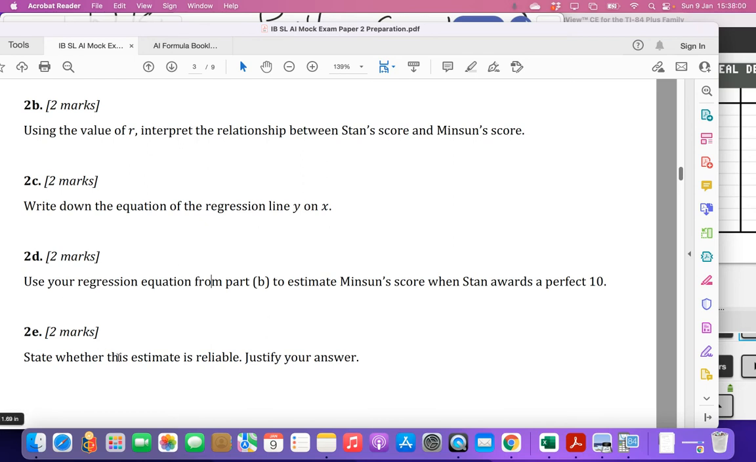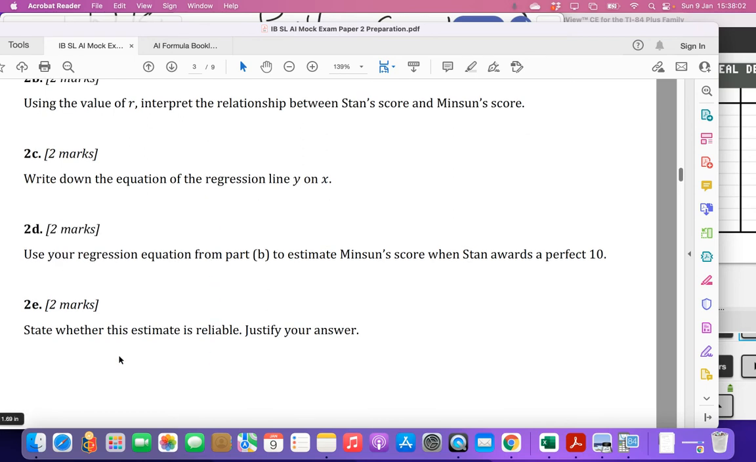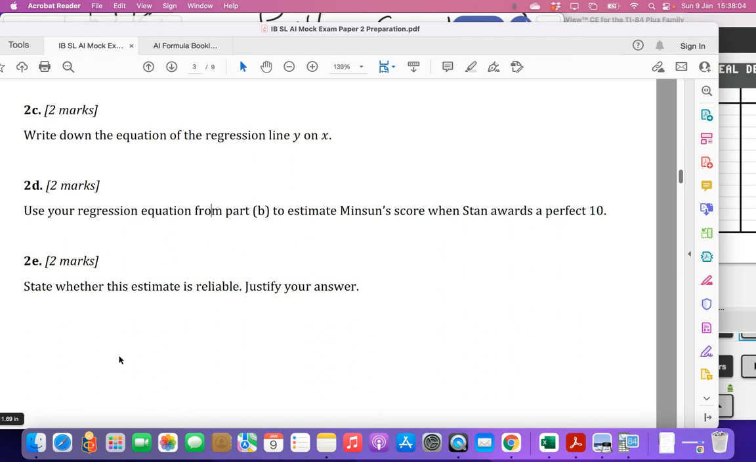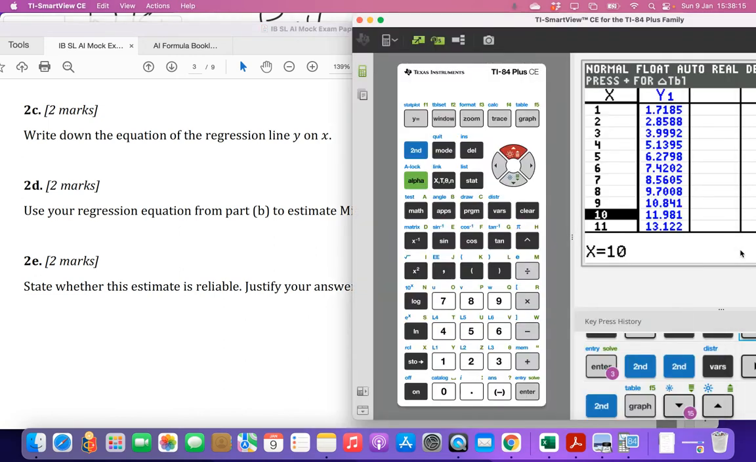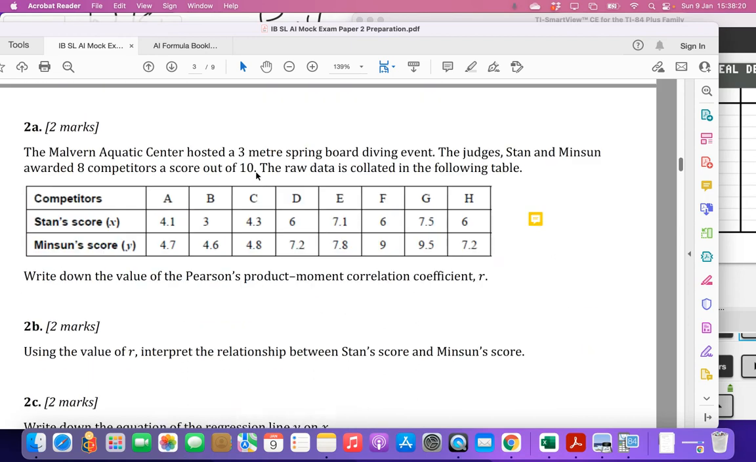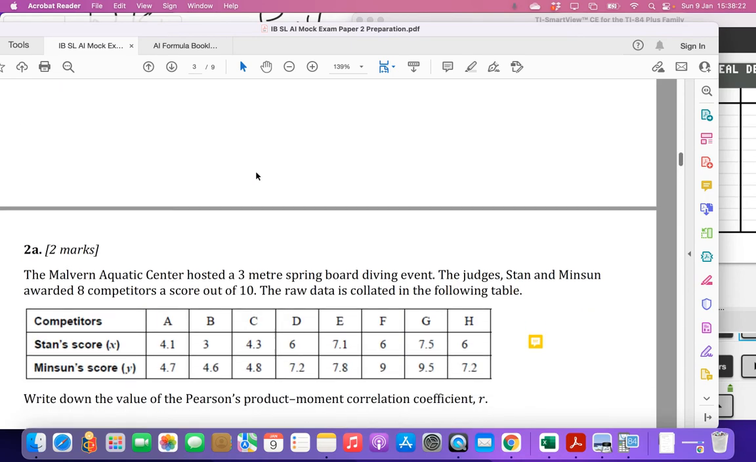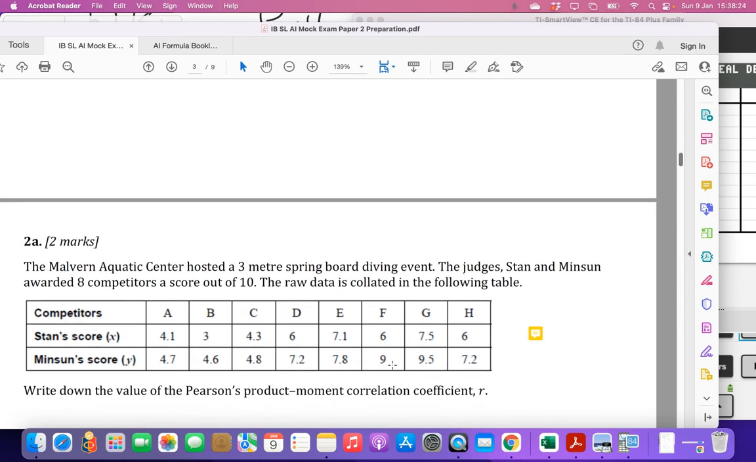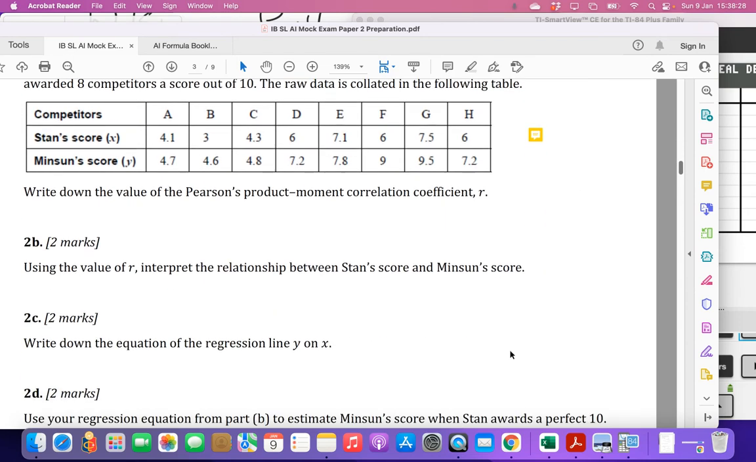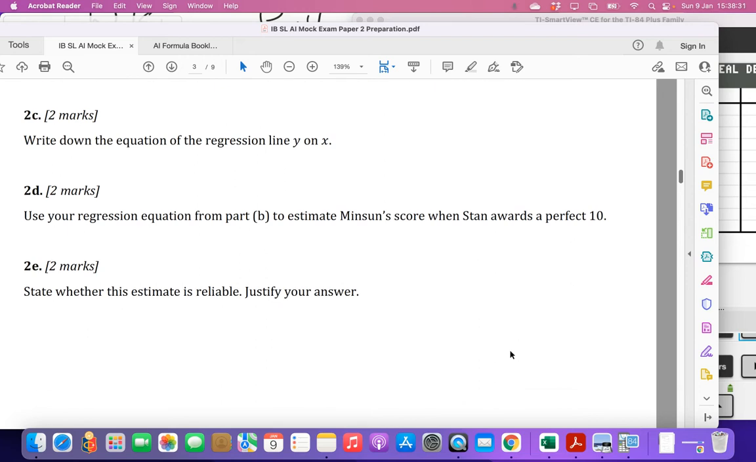Moving along here, state whether this estimate is reliable, justify your answer. I think we went beyond a perfect 10 there. Min Sun scores were always lower than Stan's, were they not? I guess I could have looked here. No, because you see some are higher. Sorry, Min Sun scores are actually always higher than Stan's. So that's how we got above 10. We went beyond a perfect 10.